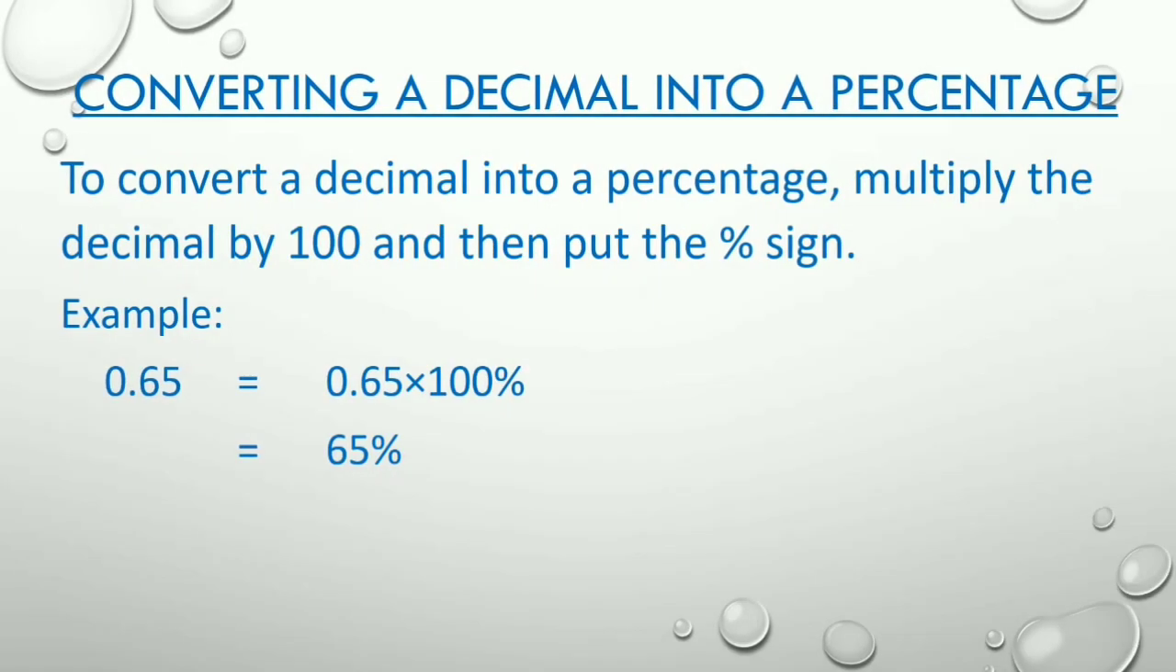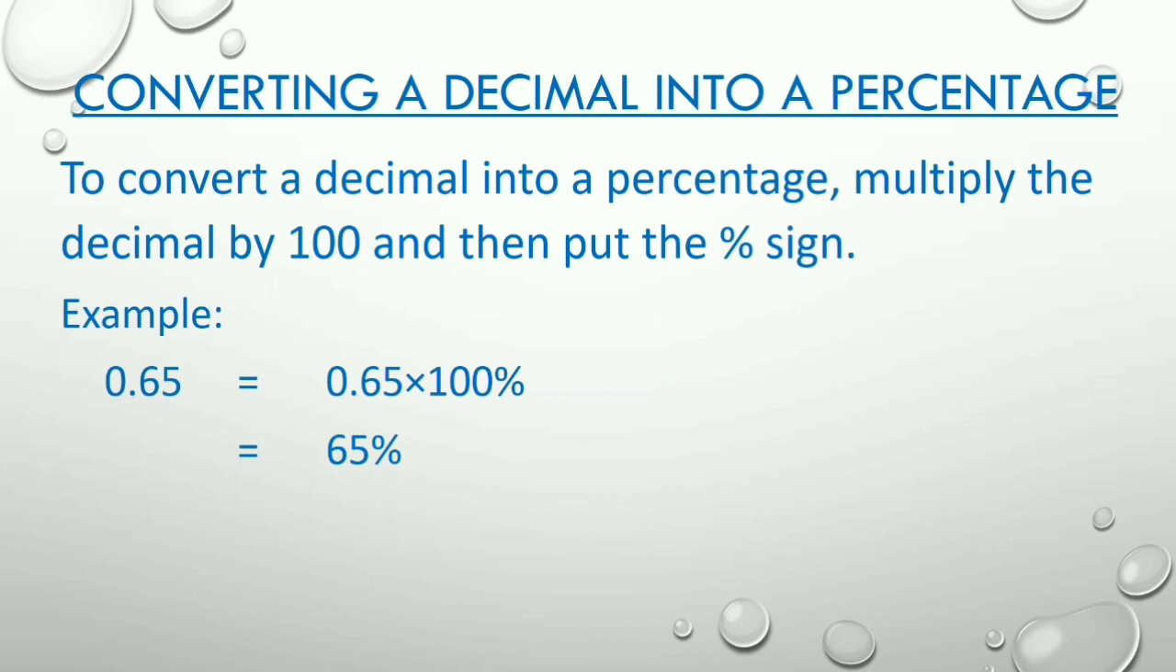Now we can see its reverse process, converting a decimal into a percentage. To convert a decimal into a percentage, multiply the decimal by 100 and then put the percent sign. It is similar to conversion of a fraction into a percentage because we know that decimals are also fractions. Decimals are fractions with the denominator in multiples of 10. Hence, we can follow the same procedure here, multiplying the decimal with 100 and then putting the percent sign.